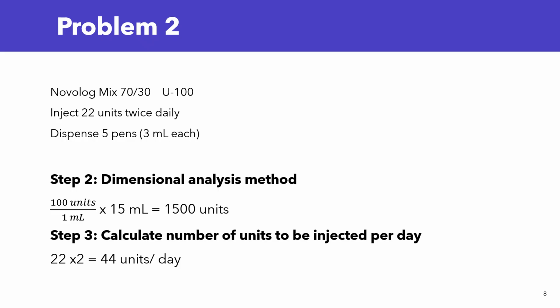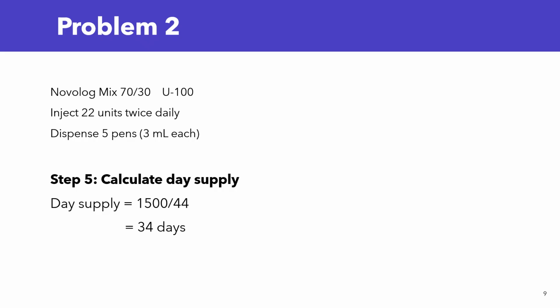So 22 units twice a day. So total number of units per day is going to be 22 times 2. That's 44 units per day. Now we can calculate the day supply. So the day supply is going to be the quantity dispensed in units, so that's 1500, divided by total number of units per day, that's 44 units, and the answer is going to be 34 days.